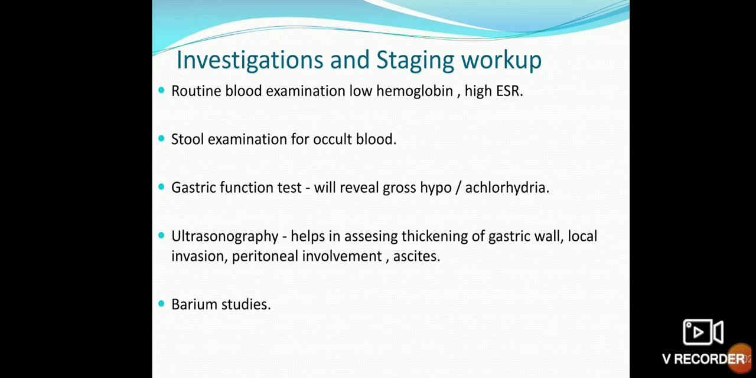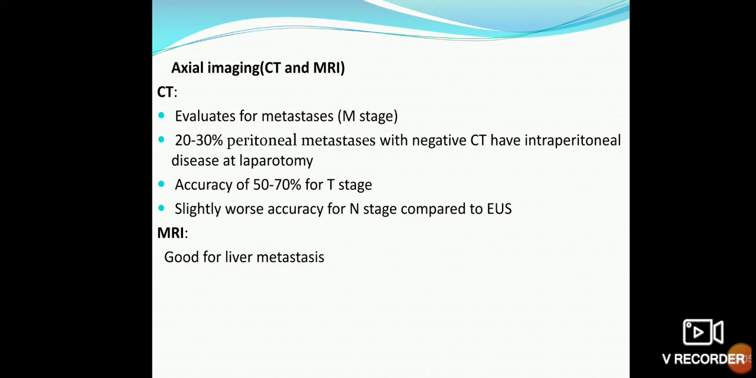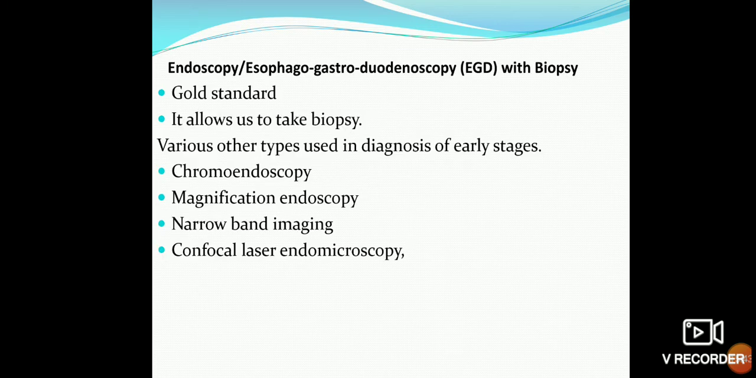Then the next one is the barium studies, which show irregular growth in the stomach. After the barium studies, axial imaging, CT or MRI. CT evaluates for metastasis, M stage, and in 20 to 30% there is peritoneal metastasis with negative CT, found as intraperitoneal disease at laparotomy. Accuracy of 50 to 70% for T stage. Slightly worse accuracy for N stage compared to EUS. MRI is good only for liver metastasis.